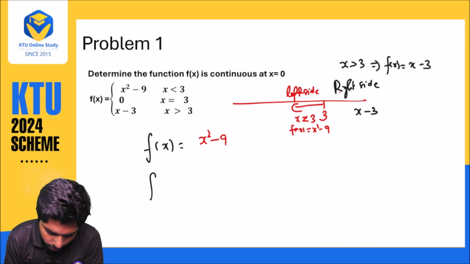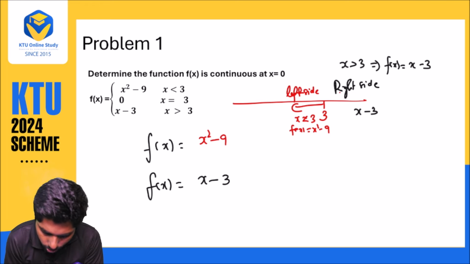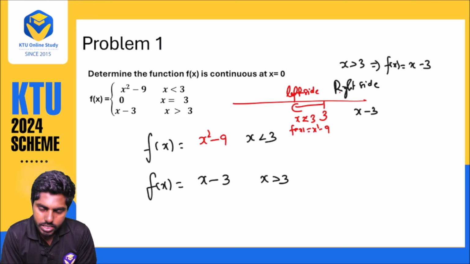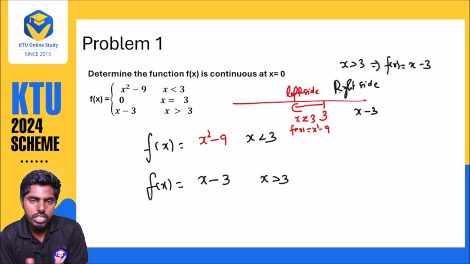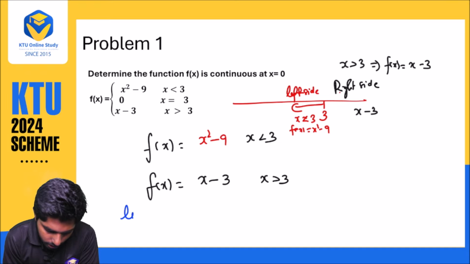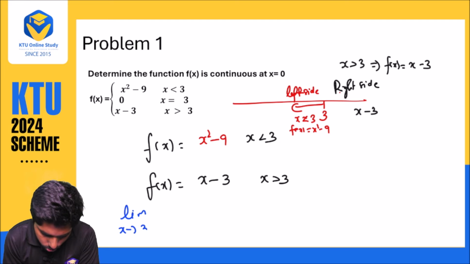So f of x is equal to x minus 3 for the condition x is greater than 3, and x squared minus 9 for x less than 3. So just apply the limit. The left hand side limit is equal to the right hand side limit. Both should be equal, then only the limit exists.